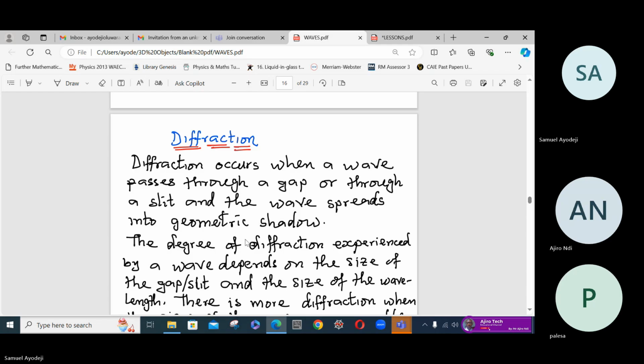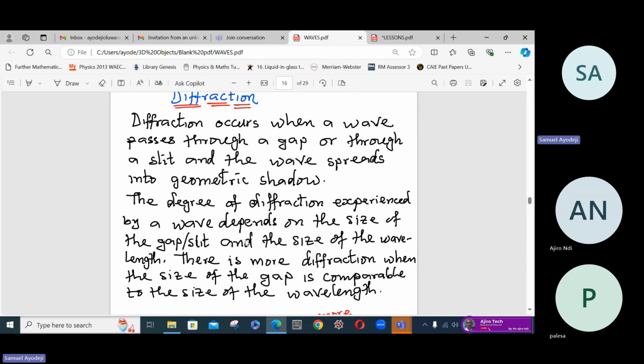Now, the degree of diffraction expressed by a wave depends on certain things. It depends on the size of the gap or the size of the slit. It also depends on the wavelength. There is more diffraction when the size of the gap is comparable with the size of the wavelength. So what does that mean? Let me explain it here.